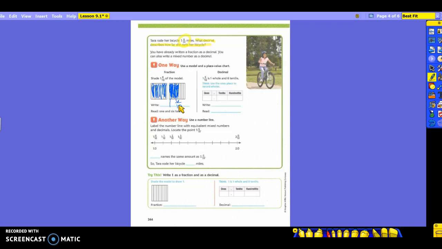Let's go over to the decimal portion. We know that 1 6/10 is one whole and 6/10. So we're going to use the ones place to record the wholes, and then our tenths place to put our decimals. So how many ones do we have?